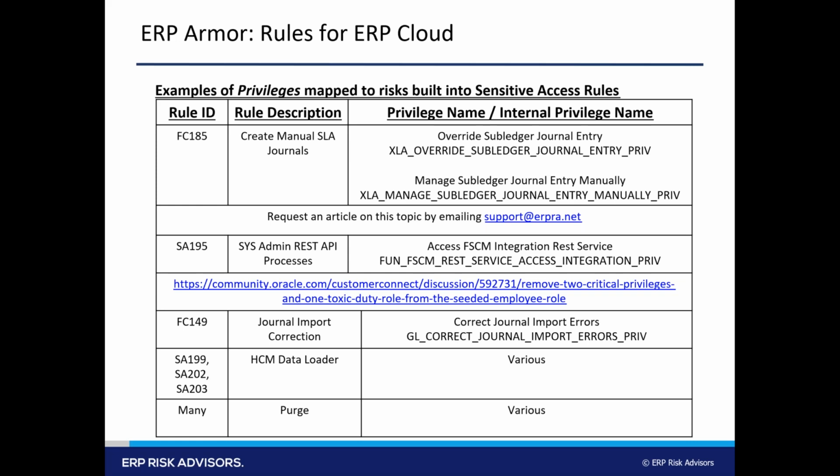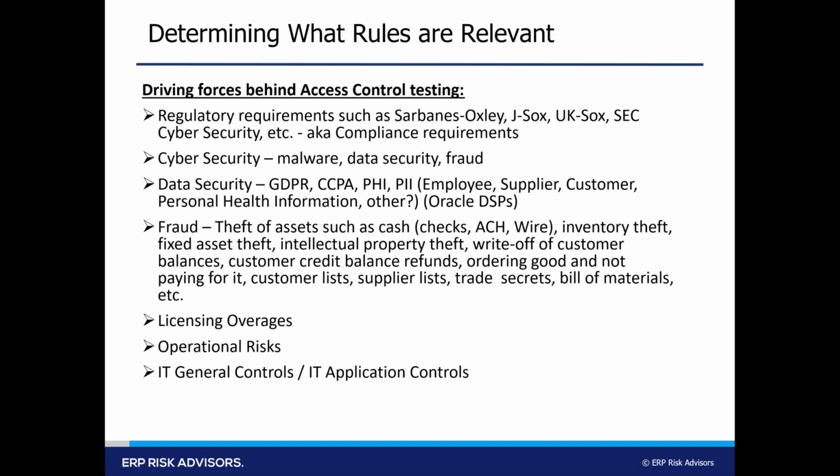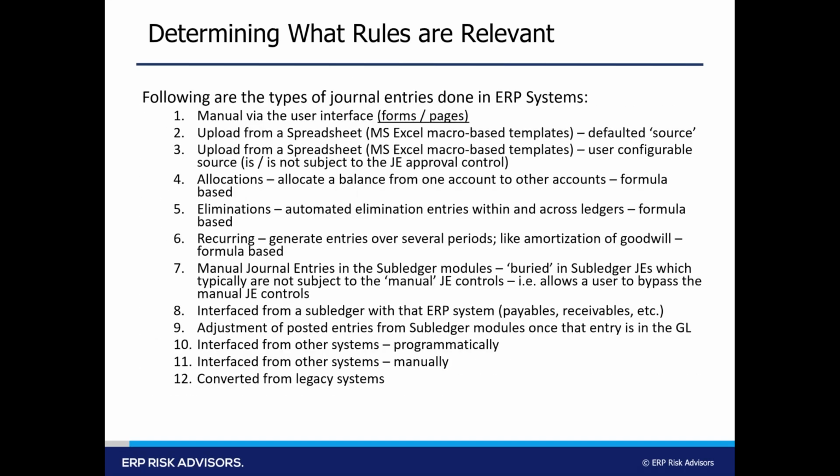at two specific privileges. The second part, manual subledger journal entry, allows you to do exactly what I just described. It allows you to use a template, an FBDI template specifically, that gives you the ability to define any source. And typically the subledger sources are not subject to journal approval workflow. So that is a real risk in both EBS and ERP Cloud. And that's scenario number 3, uploading a spreadsheet with a user configurable source that is not subject to the journal approval workflow.